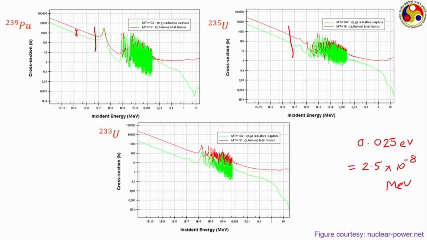Of course, you have to be careful, the vertical scale here is logarithmic. So, a small gap can still correspond to a large difference in the actual values, but uranium 233 has a significant difference between the capture and fission cross section. And in the thermal neutron part, somewhere here, the capture cross section is extremely small compared to the fission cross section.